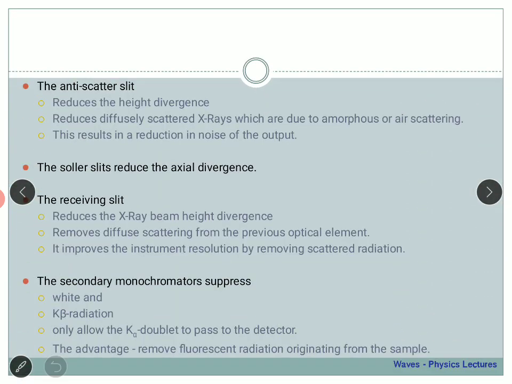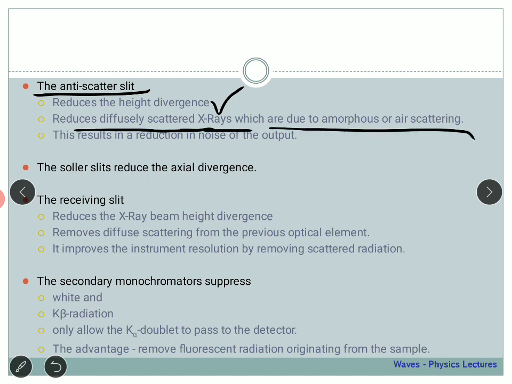Next, let's try to understand the role of each of these slits on the receiving optics, or the secondary optics. First we have the anti-scatter slit. It's quite obvious that the X-ray coming out from the sample might get scattered, and we don't want that. So it will reduce the height divergence, which is relevant to something done at the divergence slit in the primary optics. It reduces diffusely scattered X-rays due to amorphous or air scattering. There might be some scattering because of the air or the amorphous materials present within your crystalline material. It reduces that signal, and this obviously results in the reduction of the noise.